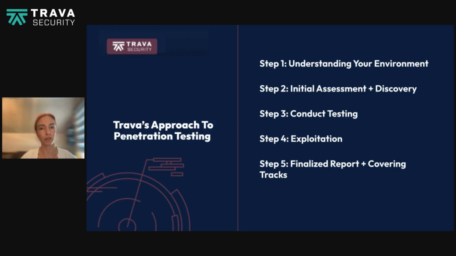Step three, conducting the pen test. We'll perform both automated and manual testing to ensure we cover all possible attack vectors. Step four, exploitation. Upon detecting vulnerabilities, we would attempt to gain access, if not already provided, and escalate privileges to understand what the potential impact is. And finally, step five, that finalized report and covering tracks. So after testing is concluded, we will then deliver a detailed report that has captured all findings and recommendations. And then all traces of our testing activities will be removed from your environment.